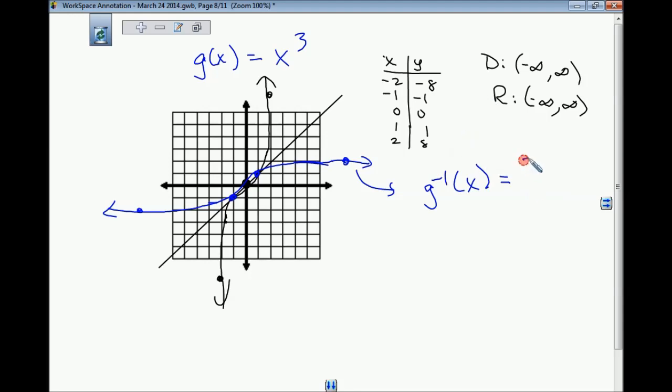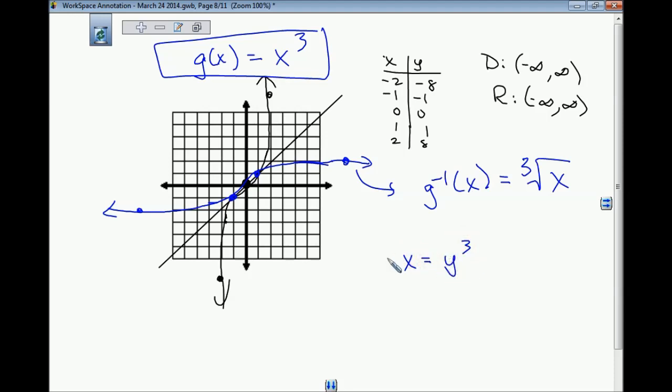It's the cubed root of x. Okay, so let's prove it. We're going to switch the x and y. X equals y cubed, and we're going to solve for y.